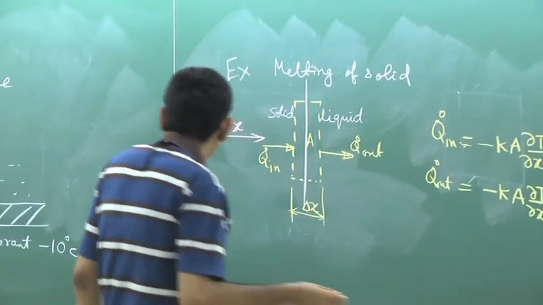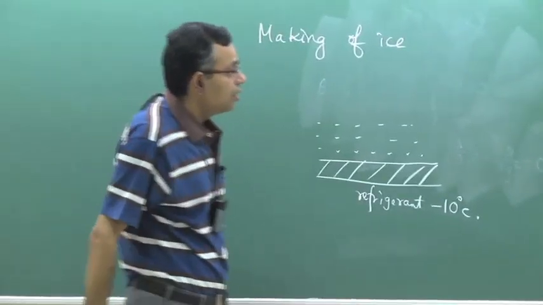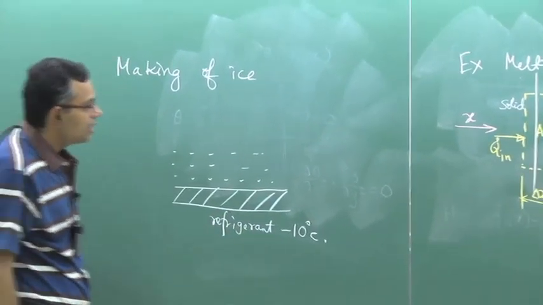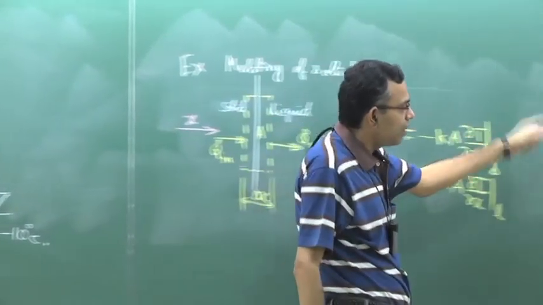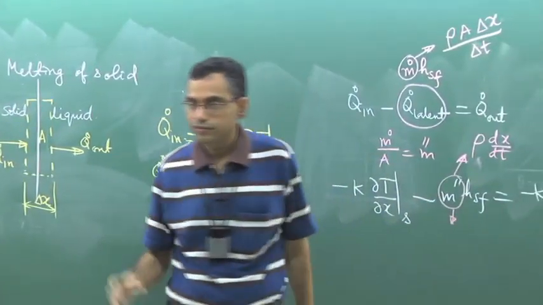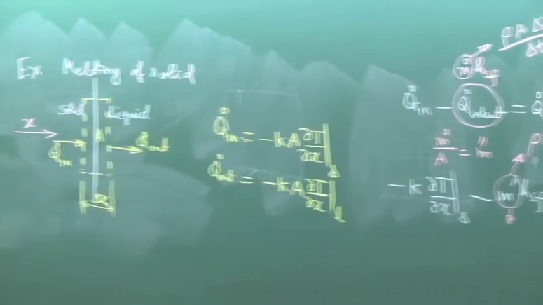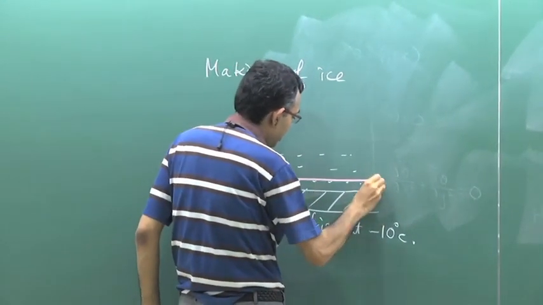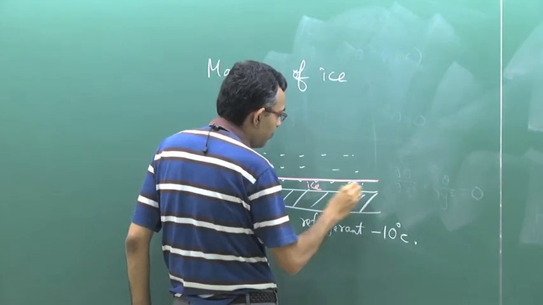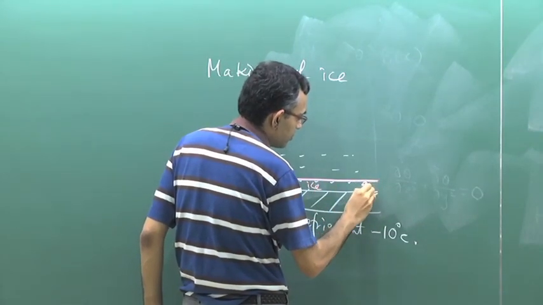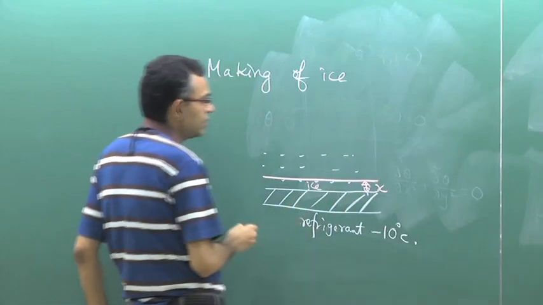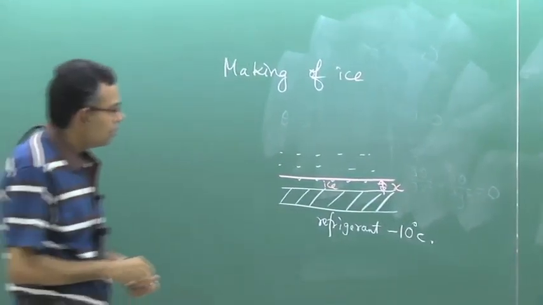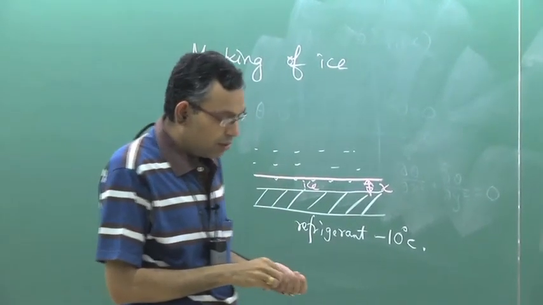Now, how do we apply that formula to this particular problem? This problem is just the inverse of this problem, where instead of melting it is freezing, okay. Now let us try to assess the problem by assuming that this is a layer of ice that has been formed, and let us say the thickness is x. So now, can you draw the temperature profile?